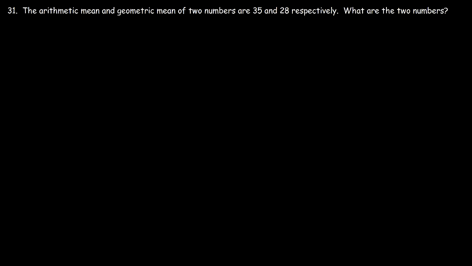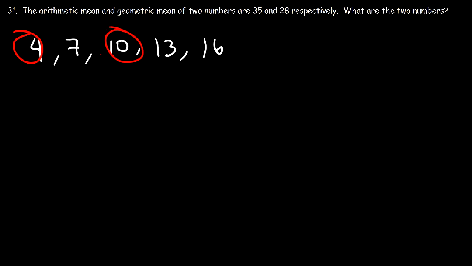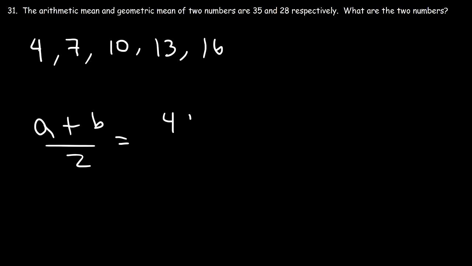The arithmetic mean is related to an arithmetic sequence. So for example, 4, 7, 10, 13, 16 forms an arithmetic sequence. There's a common difference of 3 between each number. So if I want to find the arithmetic mean of 4 and 10, it's going to be the middle number of the sequence. And the formula to calculate the arithmetic mean is A plus B divided by 2. So it's going to be 4 plus 10 over 2. Basically, it's the average. So 14 over 2 is 7.